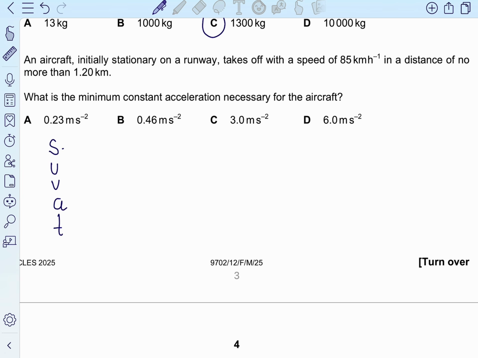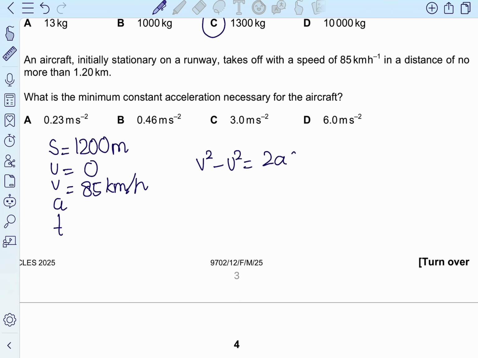So whenever you have such a question, just write it down this way, SUVAT. Okay, now what's the distance I have? It's 1.2 kilometers, which is 1,200 meters. The initial speed is 0. The final speed is 85 kilometers per hour. And the acceleration is what you have to find. Obviously, we can use the formula v square minus u square is 2as. Since u square is 0, v square is equivalent to 2as.